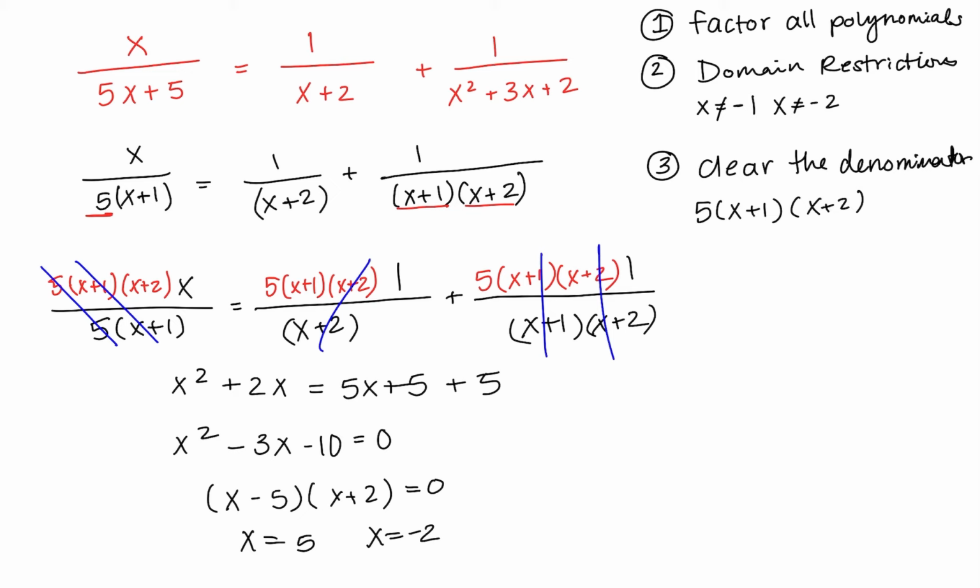Okay, we do have x equals 5. It doesn't match any of my domain restrictions. However, we know that x cannot equal -2. So x equals -2 is not a solution. Only x equals 5 is a solution to this equation.